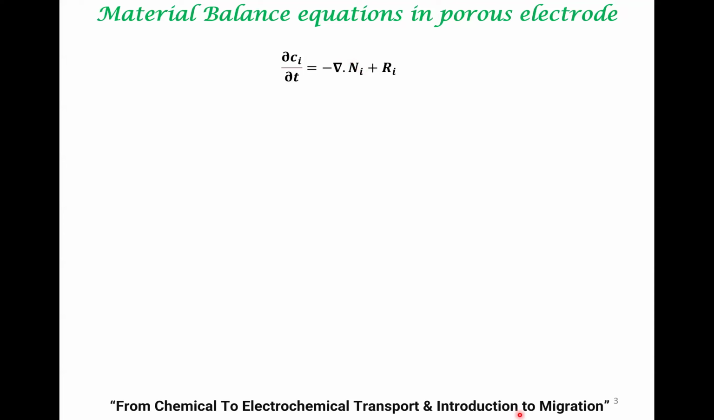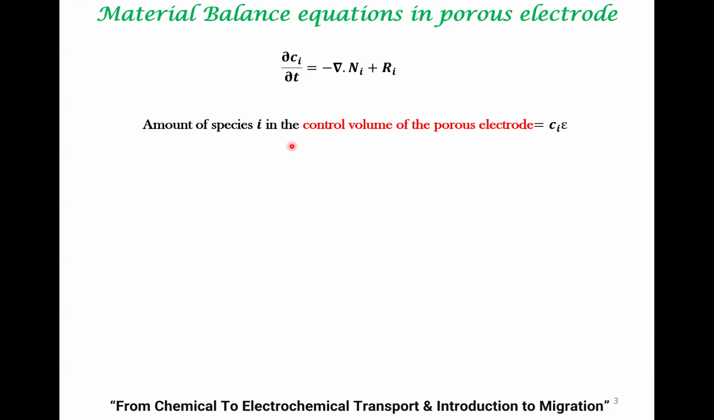We want to generalize this term in the context of the porous electrode. So we do this in two ways. First, we specify the amount of species I in a control volume of the porous electrode. When we say control volume of the porous electrode, this control volume has both the electronically conducting solid phase as well as the ionically conducting liquid phase. So this is a volume element which is averaged over the solid and the liquid phase.